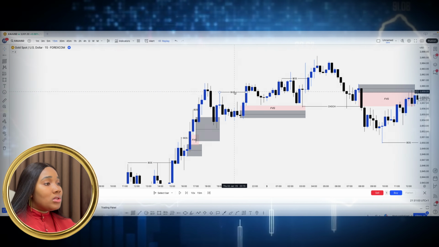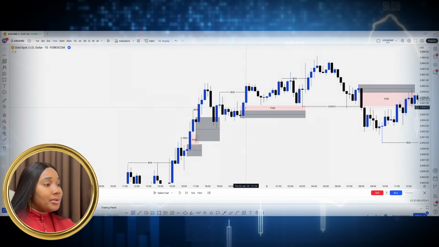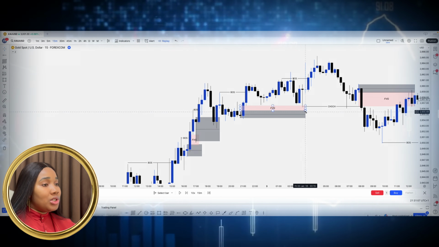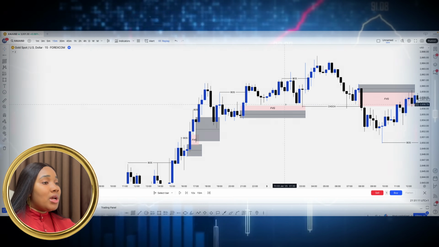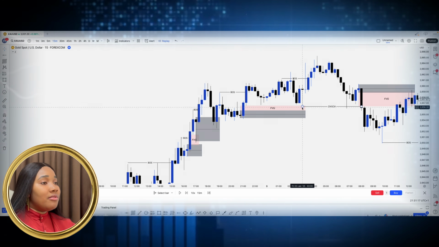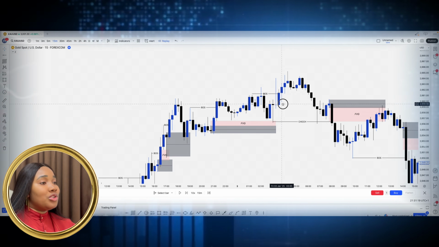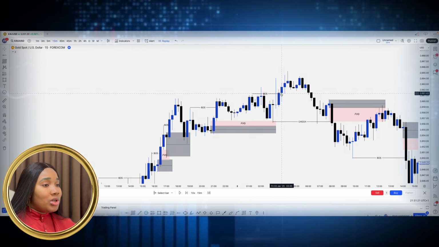So here we got a break of structure. What happened? I mapped out the origin that caused the break of structure, that is the order block, and then the imbalance that is very close. Now, when price came back, it tapped what? Into the FVG, pushed to our direction, and dished out a new break of structure.